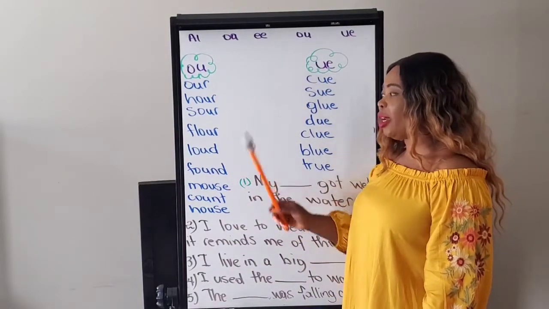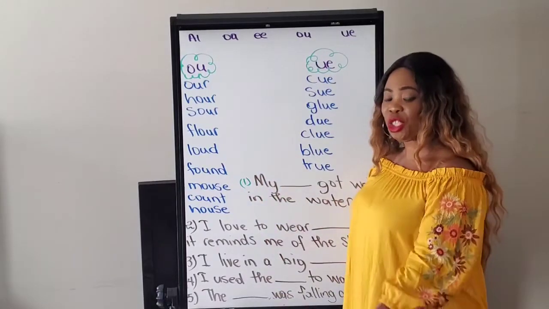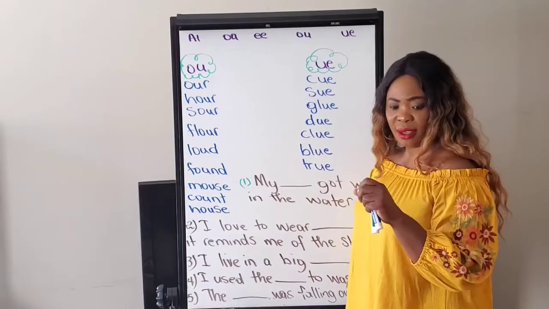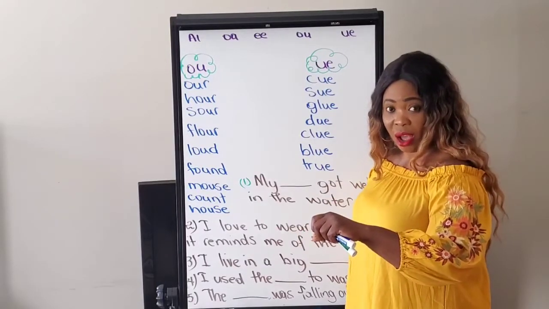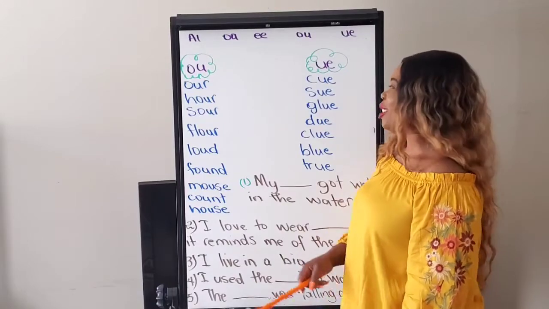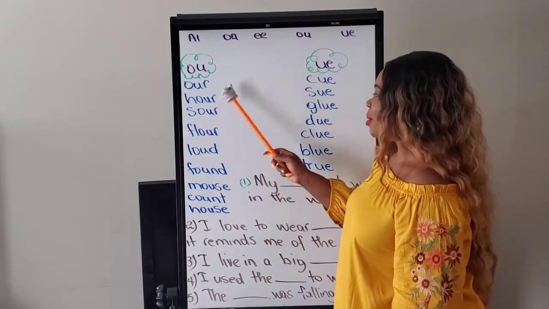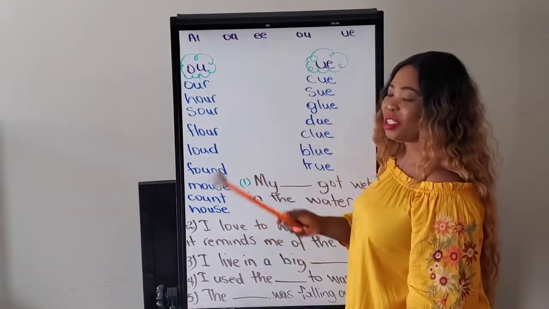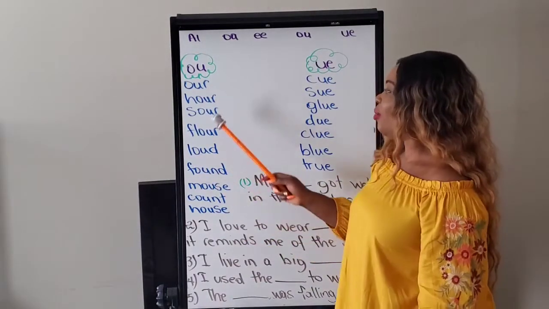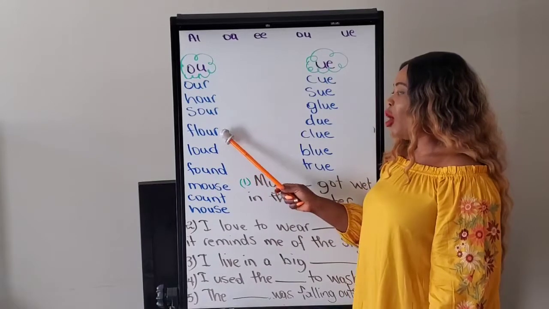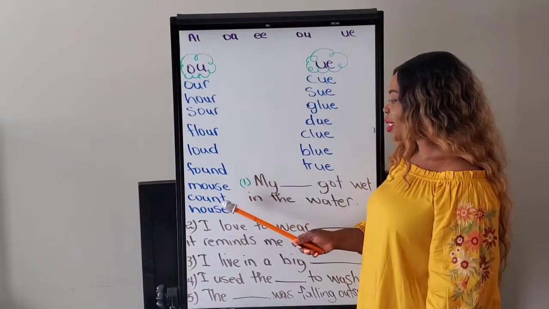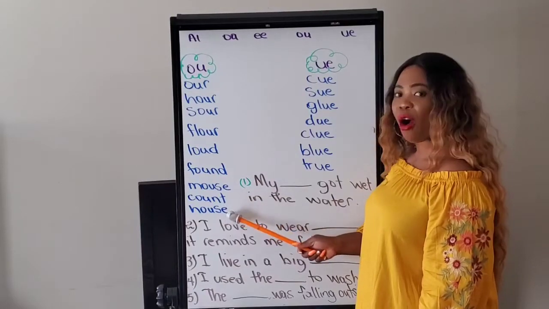Now, this one is in relation to time. What hour of the day is it? Is it 3 o'clock, 4 o'clock, 5 o'clock? See what I just did? Yes. So now you know the difference between our and hour. All right? Beautiful. Now this is sour, flower, loud, found, mouse, count, house.